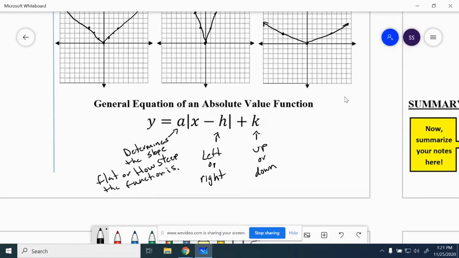All right, and last thing. So we've gone through everything except for the vertex. The vertex is going to be (h, k). That value will tell you where your vertex is, and of course the vertex is this point. Okay, if it's reflected going down this way, the vertex would be here.